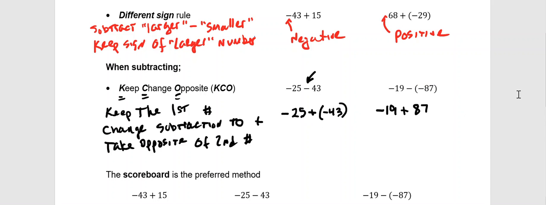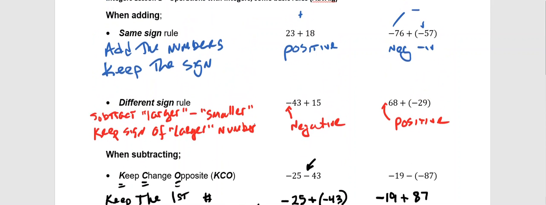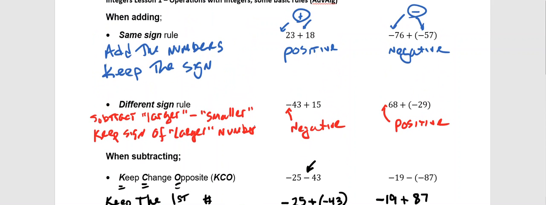Now, both of these, by converting with KCO, with keep change opposite, allows me to look at these in the context of being an addition problem. So I'm going to have a nice simple set of rules.